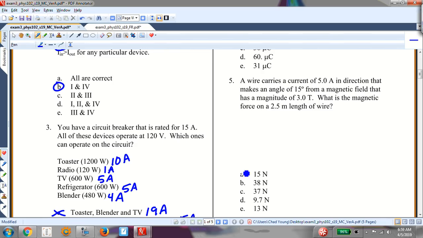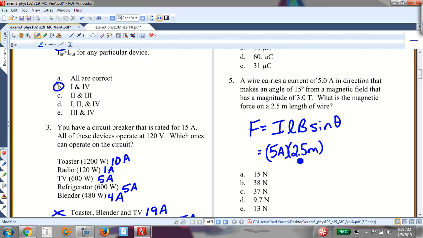A wire has a current of 5 amps in a direction that makes an angle of 15 degrees with the magnetic field. What is the magnetic force on a 2.5 meter length of wire? So F is equal to I L B sine theta. That's going to be 5 amps times L, which is 2.5 meters, times B, which is 3.0 Tesla, and then sine of 15. And so my force there is equal to 9.7 newtons for number 5.